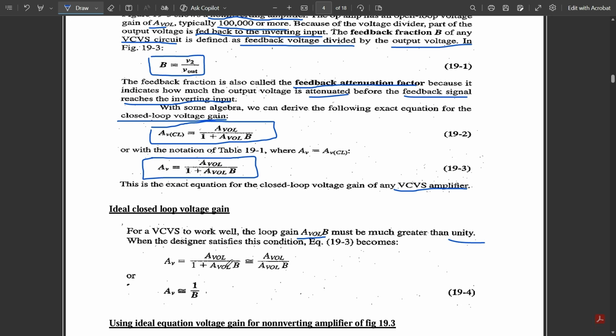Initially this is the equation, AVOL divided by 1 plus AVOL into beta. Since AVOL into beta is greater than unity here, the 1 gets neglected, so you would be left with AVOL divided by AVOL into beta, where AVOL gets cancelled and we are left with 1 by beta. So this is the ideal closed loop voltage gain, that is AV is equal to 1 by beta.